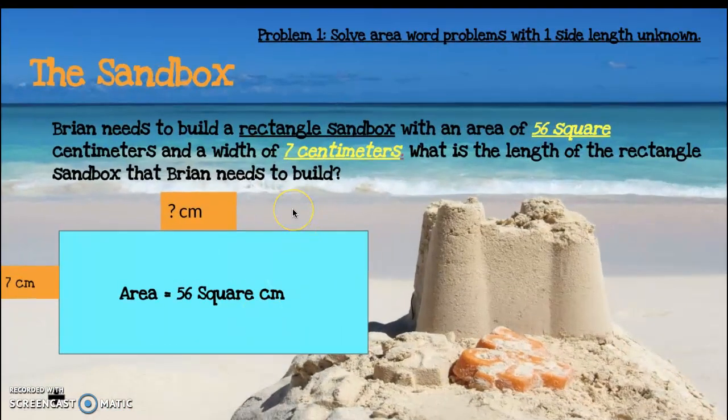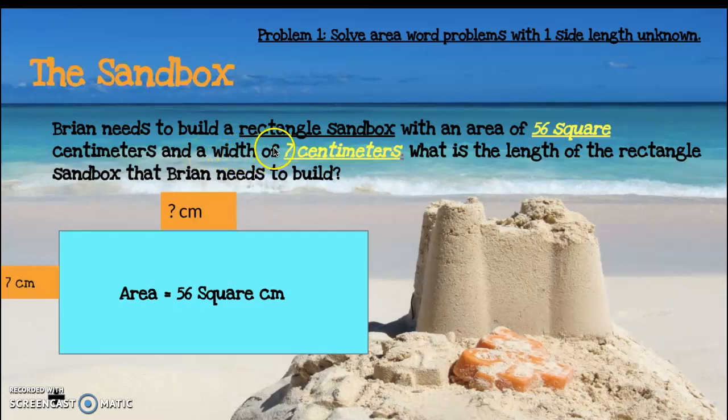Okay, so we're going to do the same thing, but in a different problem with a different square area. It's called the sandbox. Brian needs to build a rectangle sandbox. A rectangle is a shape we've been working with for area. So here's our area. Our total area is 56 square centimeters. We already have our area, it's been given to us.